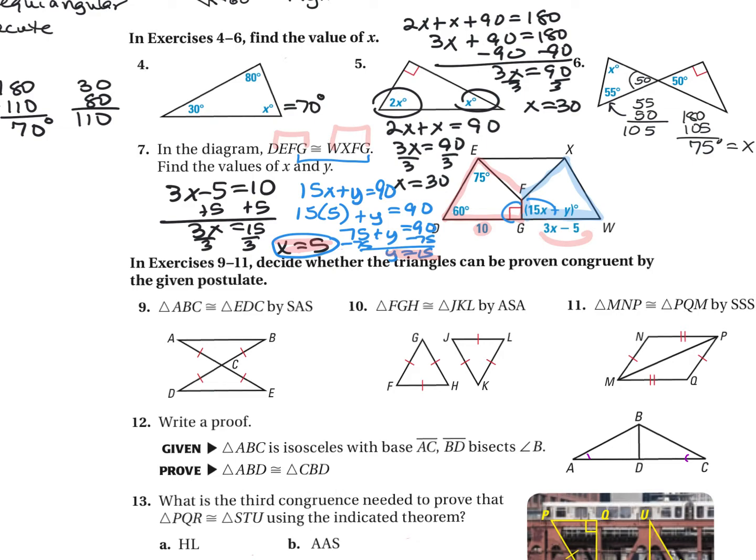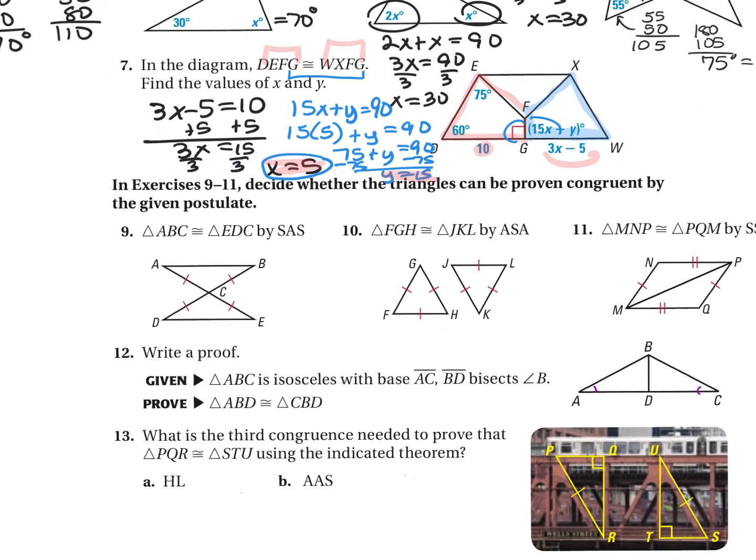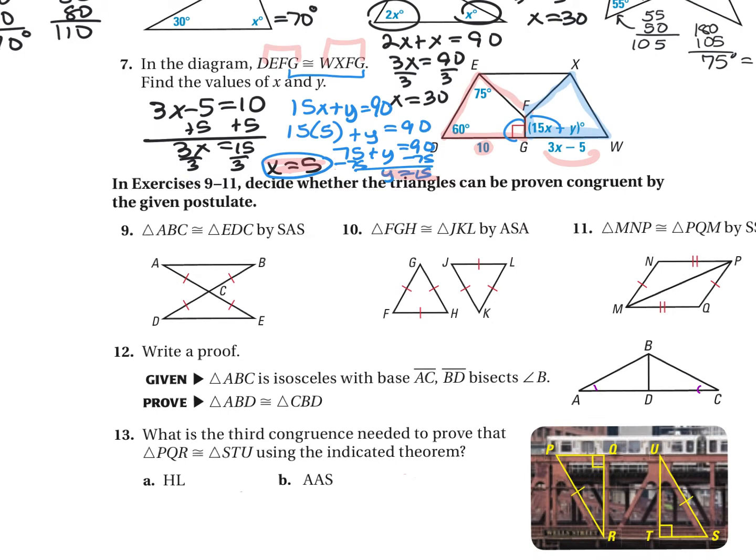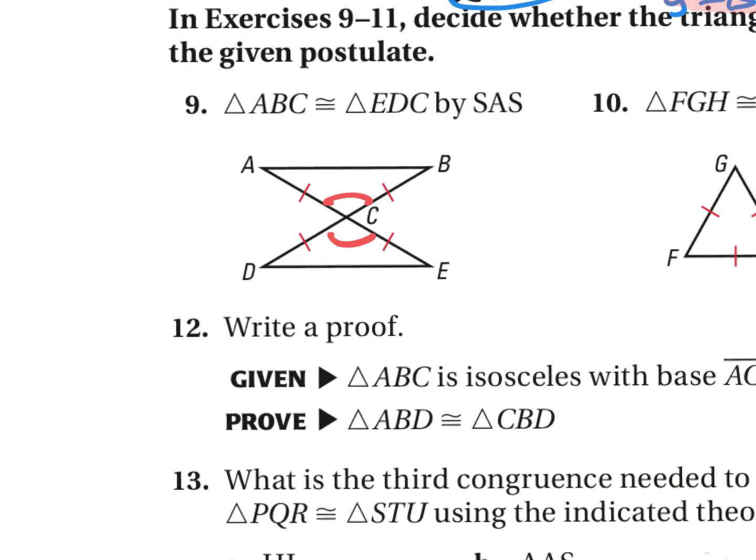decide whether the triangles can be proven by the given postulate, so by side, angle, side. So I've already got two sides that are marked, two side pairs. I could also bring in the vertical angle pair. So then this one is yes, because I've got a side and a side, an angle and an angle, and a side that match. So this is yes. You would just have to add in the vertical angle pair.